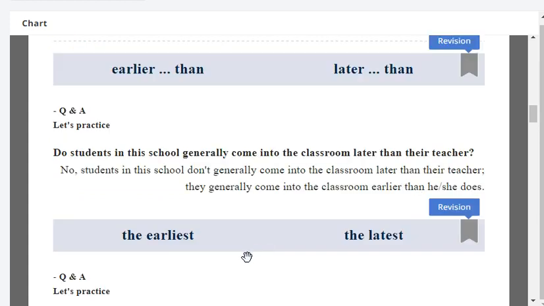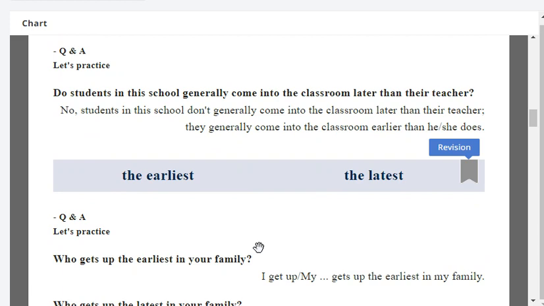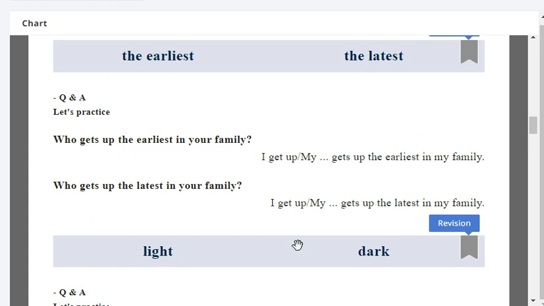Very good. Do students in this school generally come into the classroom later than the teacher? No. Students in this school don't generally come into the classroom later than the teacher. They generally come into the classroom earlier than he does. Very good. Who gets up the earliest in your family? My father gets up the earliest in my family. Very good.